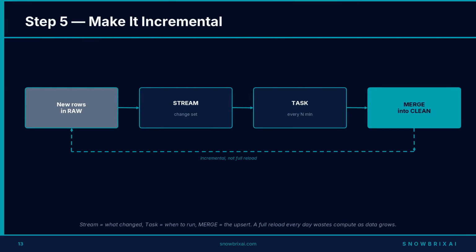Step 5. Let us make this pipeline smart. Right now our transform rebuilds the clean table from scratch. Fine today, but a full reload every single day wastes more and more compute as your data grows. Last year's orders do not need reprocessing. So we go incremental. A stream captures only what changed in the raw table. A task runs a merge on a schedule.